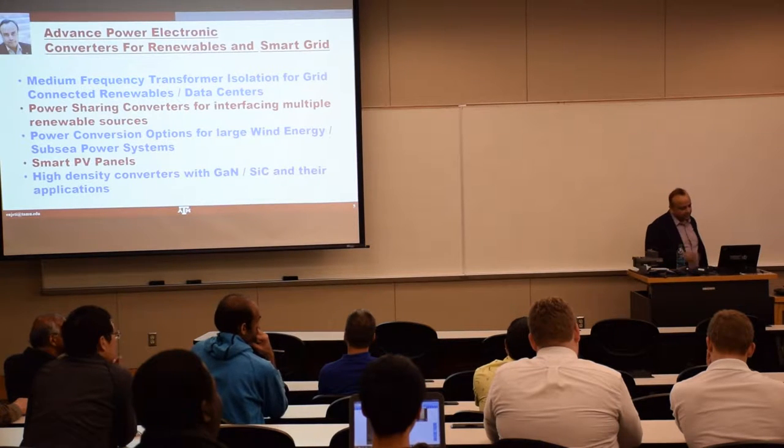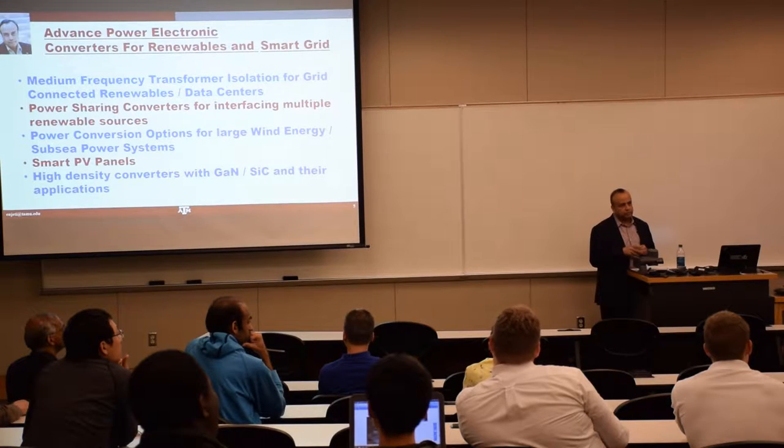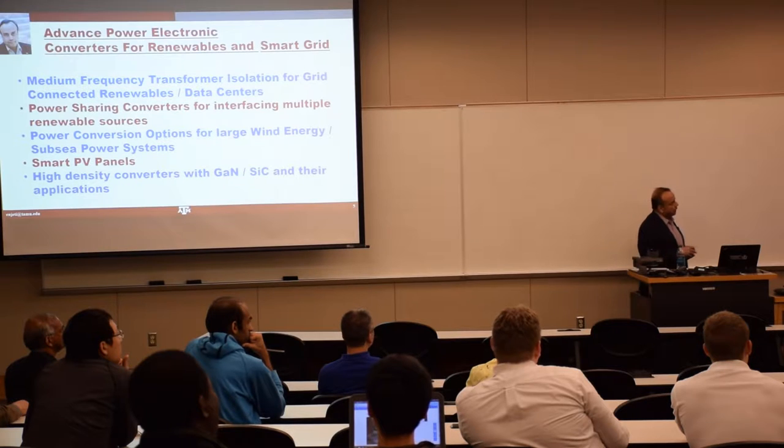The medium frequency transformer is the theme we're working on, and we continue to work on isolation for renewable energy sources, and more recently a project on data centers, mainly paper studies. Then power sharing converters, where multiple renewable energy systems get connected to the grid. Right now the easiest way is to take one renewable energy source, put a transformer, and connect it to the grid, which is just a parallel system. So how can we do better? We also have projects on power conversion for large wind and subsea, smart PV panels, and high density converters for GaN and SiC. I have a few slides on that.